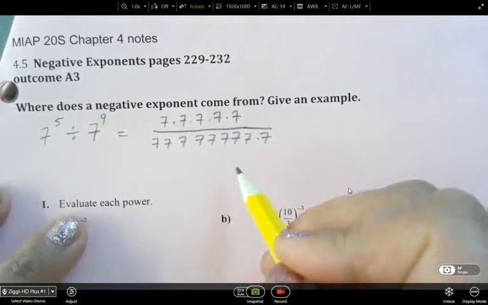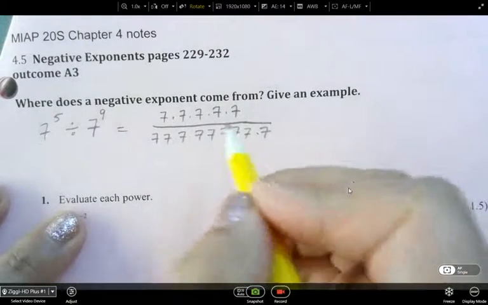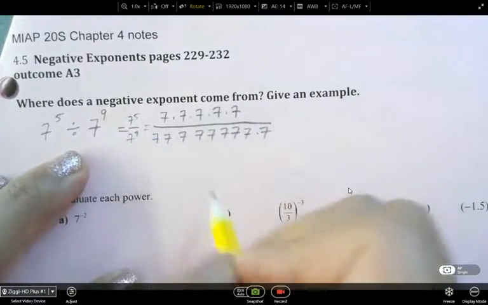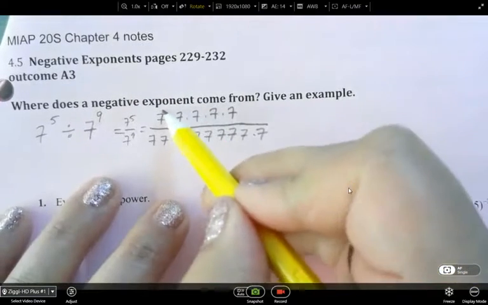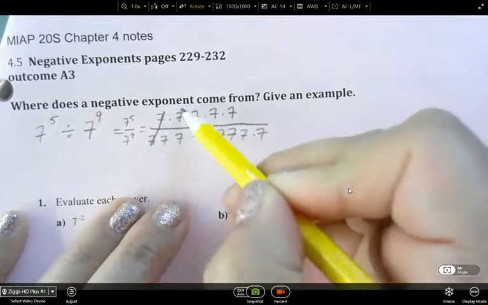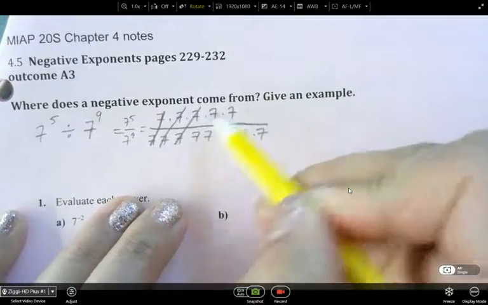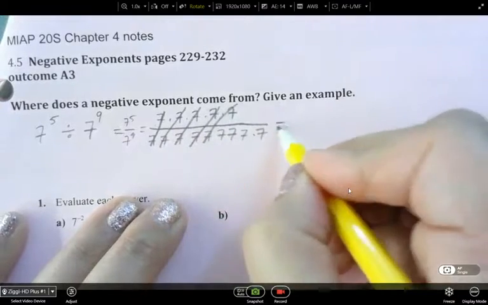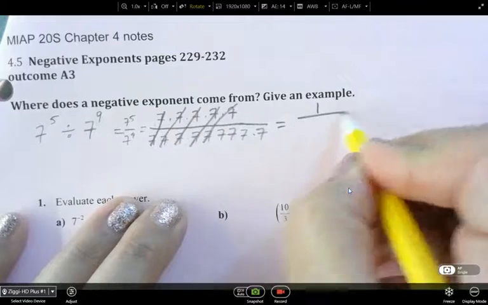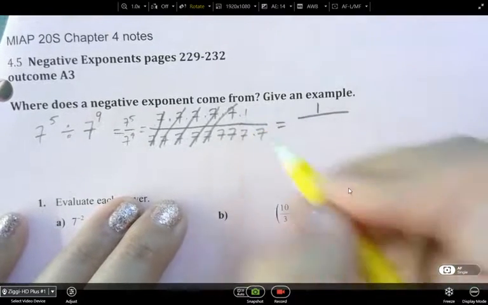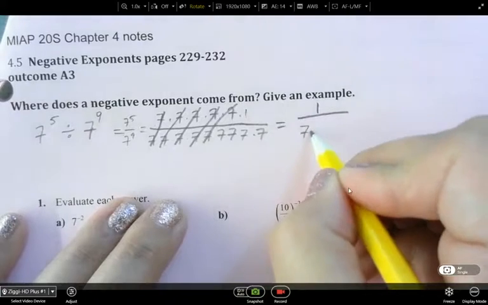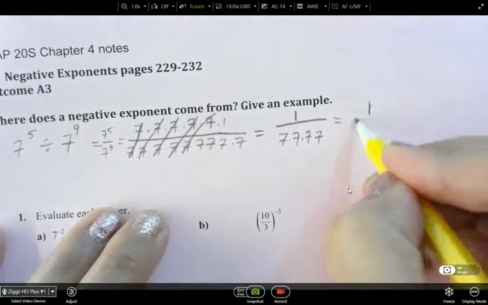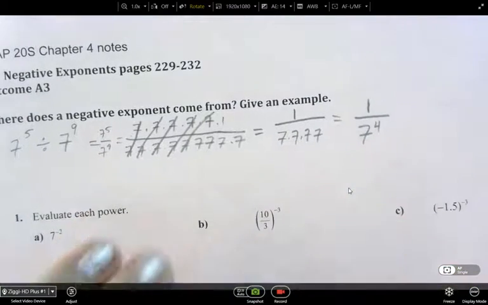All right. Now, you agree that this is 7 to the power of 5 and this is 7 to the power of 9? Yeah. Okay. So if I have a 7 over 7, I can reduce that. What does each 7 over 7 reduce to? 1. Okay, so each of these crossouts, a 7 for a 7, reduced down to 1. So what am I left with in the numerator? 1, because it's all times by 1, right? And then how many 7s do I have left in the denominator? So I can write that as 1 over 7 to the power of 4.